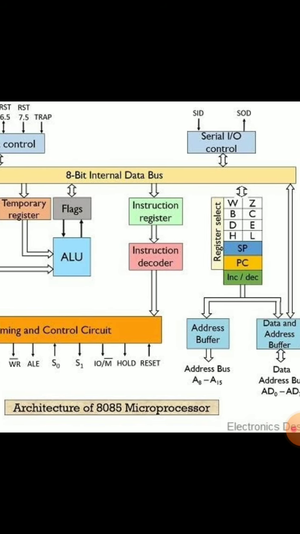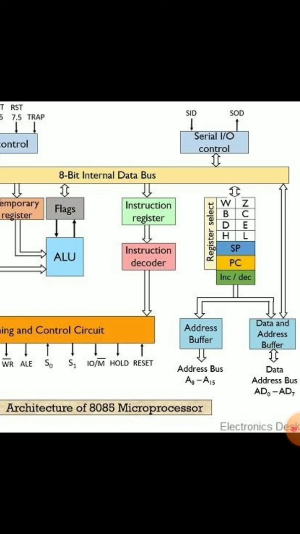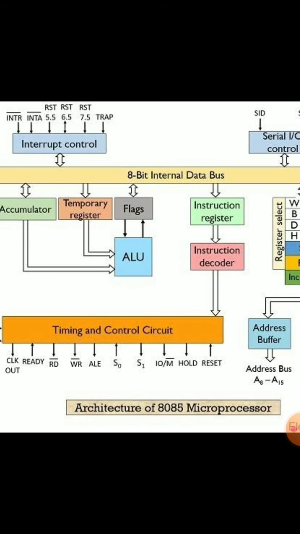Now let's come to the second section, the serial IO control. Serial IO control means that serial data can be received from the outside world, which is done using SID and SOD. SID indicates serial in data and SOD indicates serial out data. Data comes into the CPU through the SID pin, and data leaves the processor through the SOD pin. These two pins are mainly used for communication with the external world through serial communication. These are the two blocks involved.